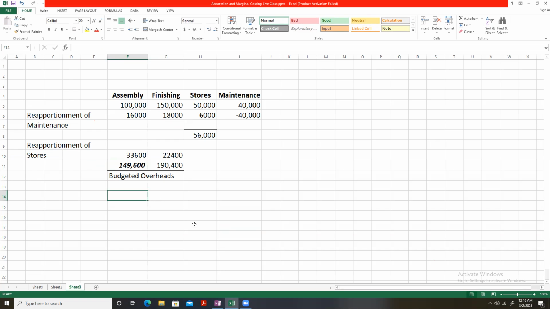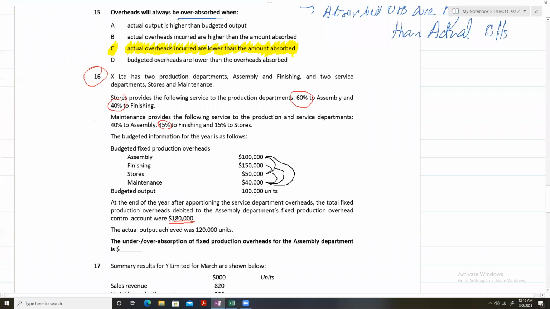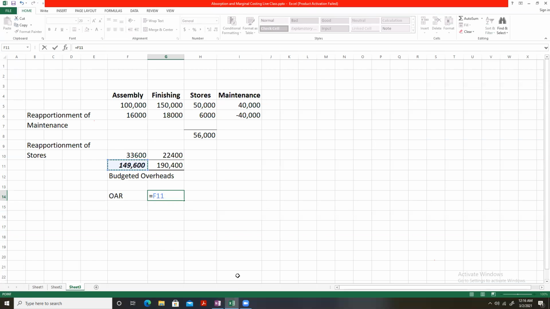We calculate the overhead absorption rate, OAR, on the basis of budgeted overheads. So how will we calculate the budgeted overhead absorption rate? We will take this figure and divide it by the budgeted production, that is 100,000. The overhead absorption rate is 1.496.